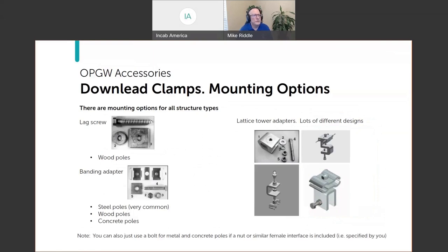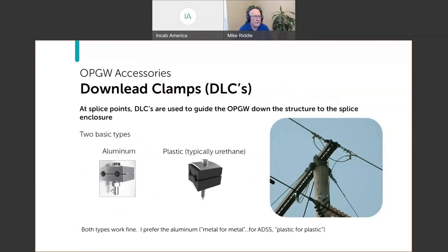You have lots of mounting options. So you've got a lag screw. Incidentally, that's what you see here. Here you just see a bolt. But a lag screw, that's good for wood poles. The banding adapter, like we saw in the picture here.